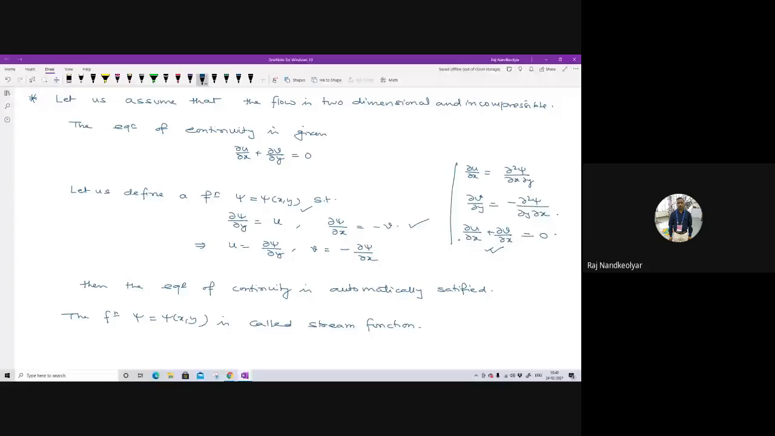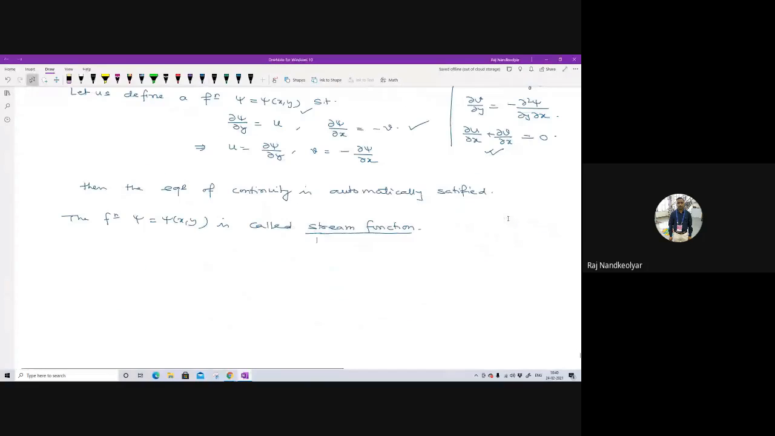Now why are we calling it stream function, why not something else? Let us discuss it further, and we will be able to identify why it is called a stream function and not by some other name. In order to understand that, let us consider psi(x,y) equal to, let us say, some constant.